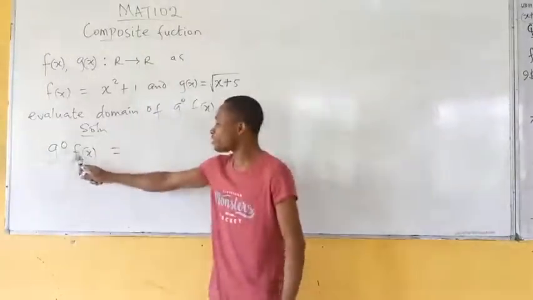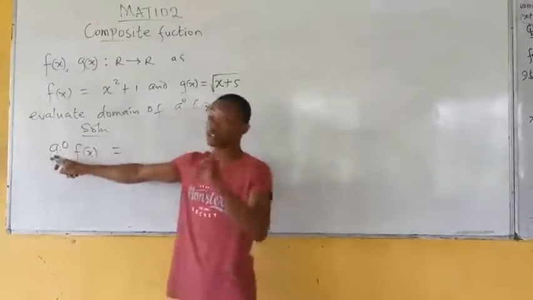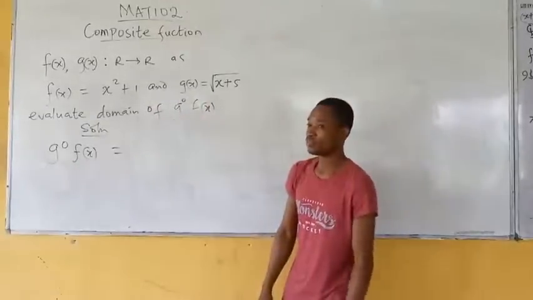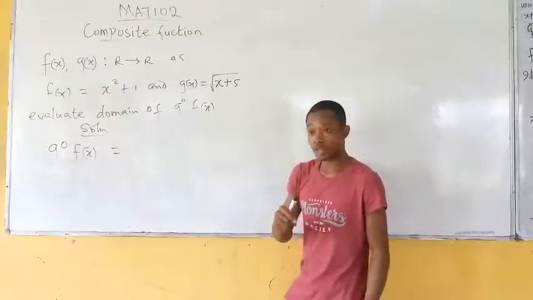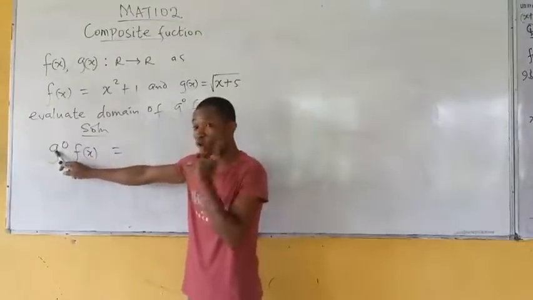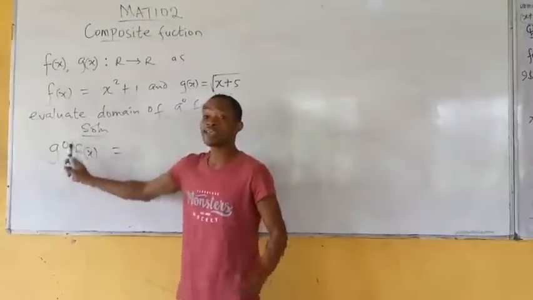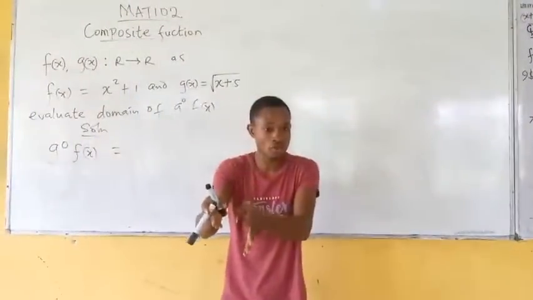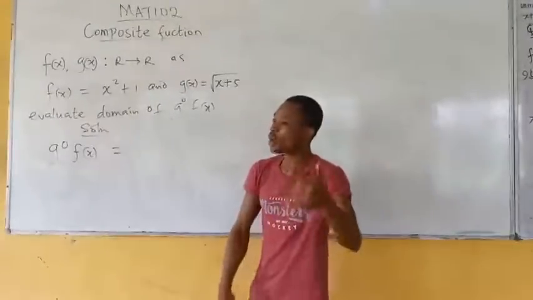And how do you get the function called g of f of x? Go to the given function g. What is the function called g here? How was it defined? Square root of x plus 5. So you are going to go to that function called g. Anywhere you see x, you put f of x. Remember, f of x has a function defining it. What is f of x given to us? x squared plus 1. Is that not so?